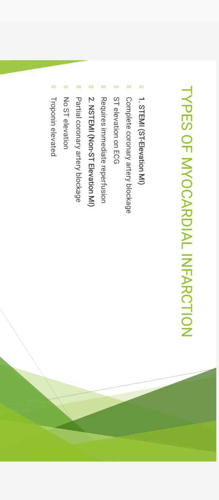Next, types of myocardial infarction. Myocardial infarction can be classified into different types based on ECG findings and underlying cause. The first type is STEMI, or ST elevation myocardial infarction. This occurs when there is complete blockage of a coronary artery, causing severe ischemia and full thickness myocardial damage. The second type is non-STEMI, or non-ST elevation myocardial infarction. In this condition, coronary blockage is partial, resulting in less extensive myocardial damage compared to STEMI.